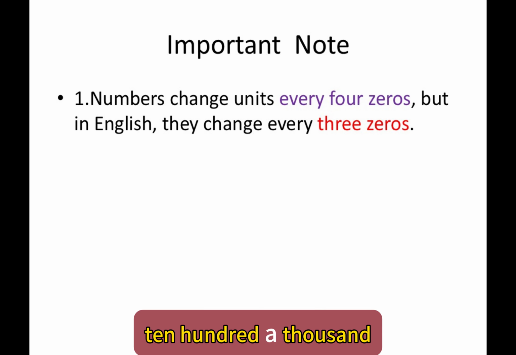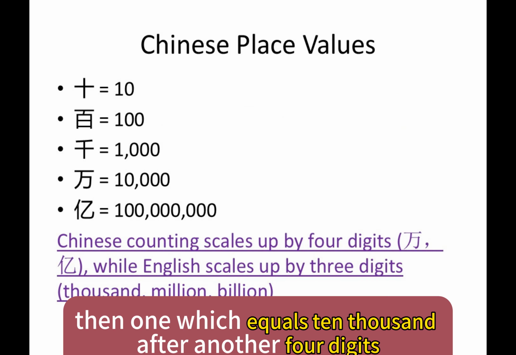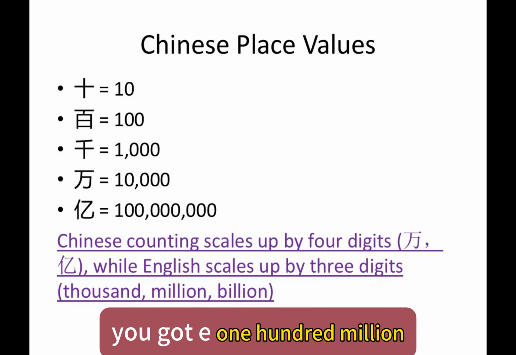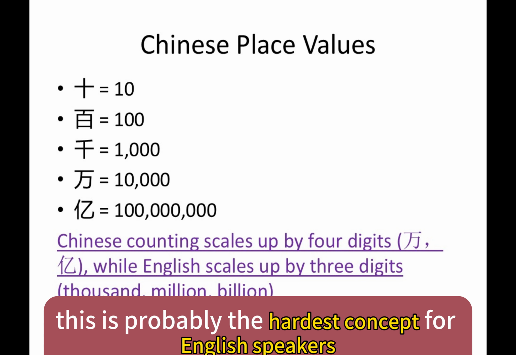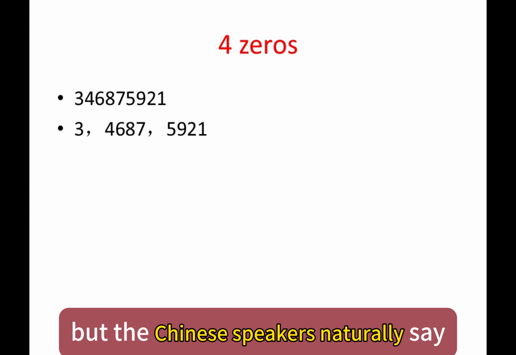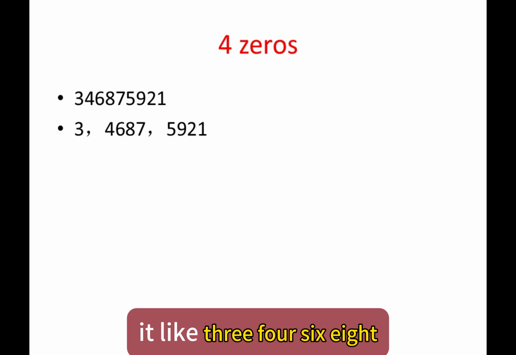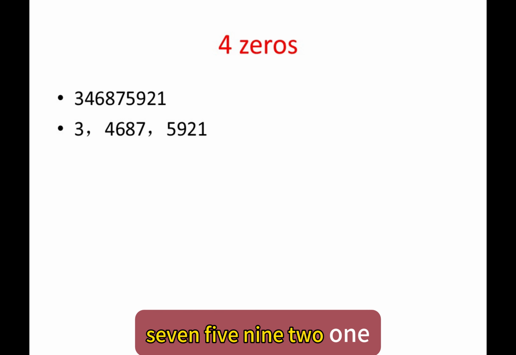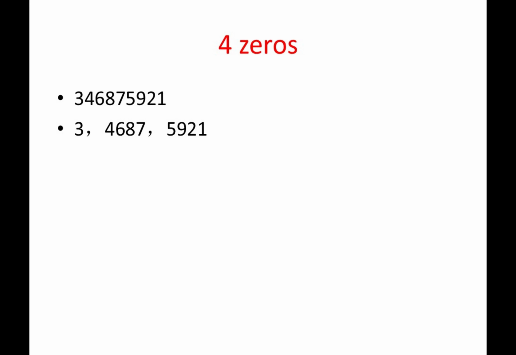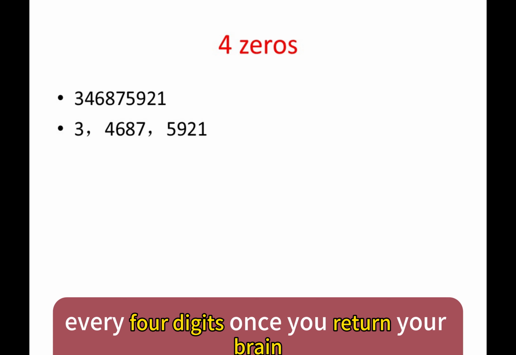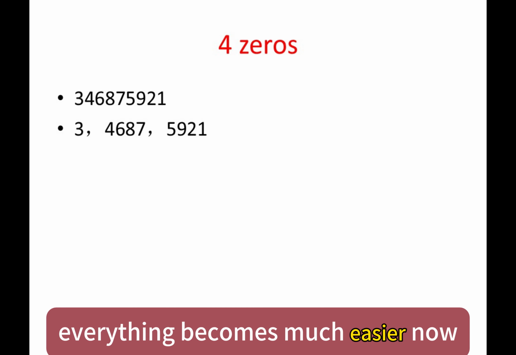10, 100, 1,000, then 1万, which equals 10,000. After another 4 digits, you get 1亿, 100 million. This is probably the hardest concept for English speakers, but Chinese speakers naturally say it like 3,4,6,8,7,5,9,2,1. Every 4 digits. Once you retrain your brain, everything becomes much easier.